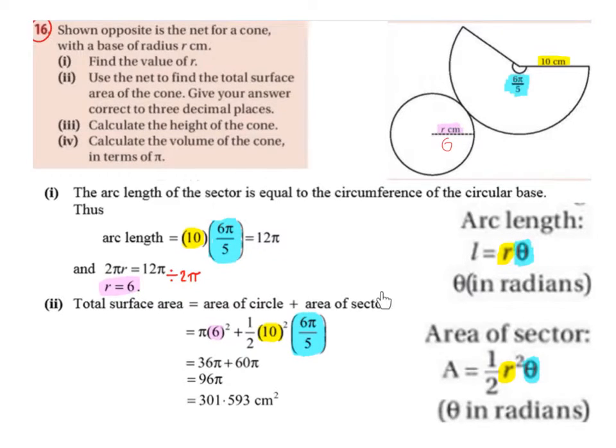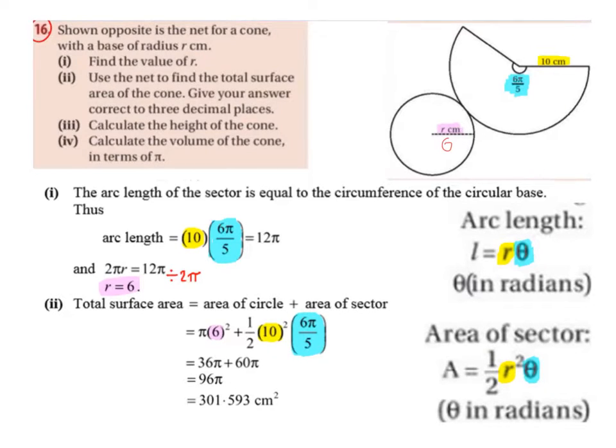plus the area of the sector, which is going to be A, representing the area, equals a half times r squared times theta. The r we know is 10, and theta we know is 6 pi over 5. So it's a half times 10 squared, times 6 pi over 5. So pi times 6 squared is 36 pi. A half times 10 squared times 6 pi over 5 is 60 pi. Adding them gives us 96 pi.